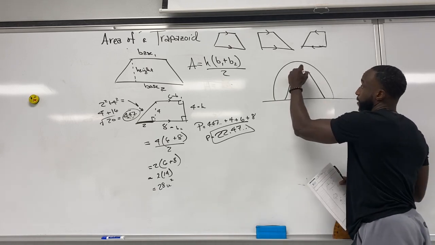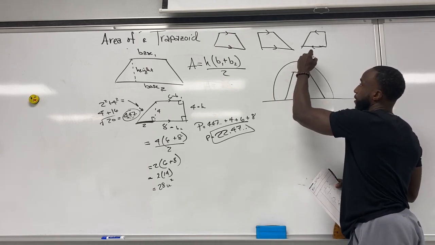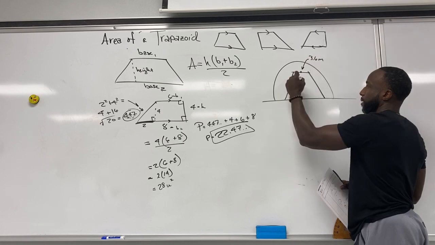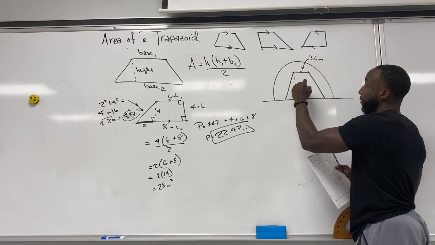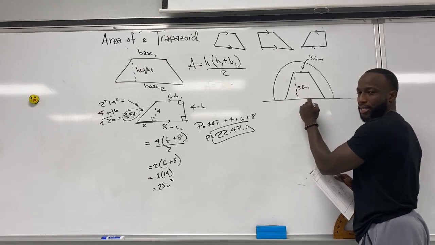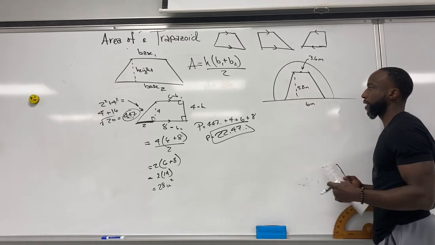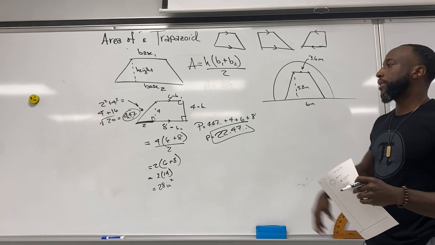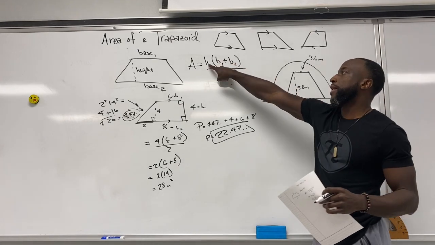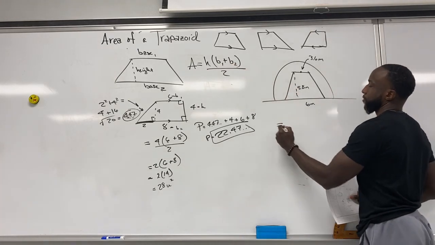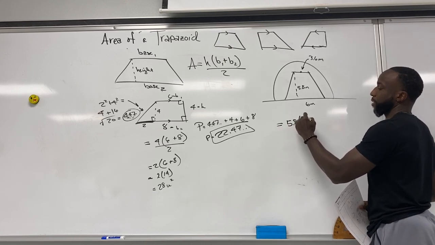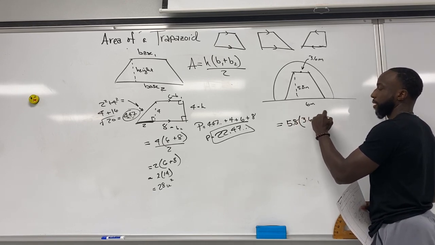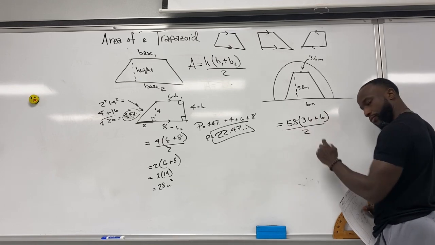If the free throw line is 3.6 meters, the height of the lane is 5.8 meters, and the baseline is 6 meters. Okay? Again, we got everything we need. We have our bases, we have our height. So let's just write it out. So height times base 1 plus base 2 all over 2.